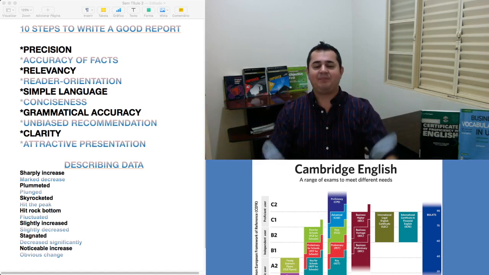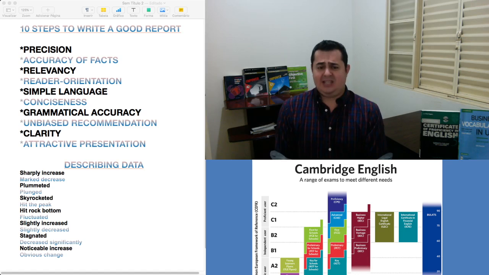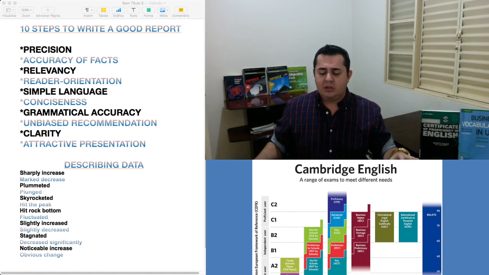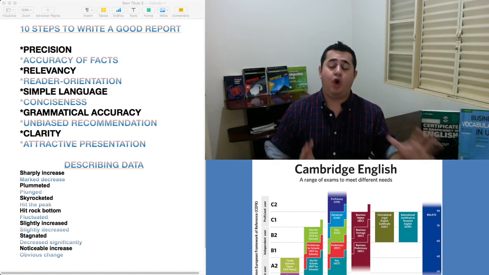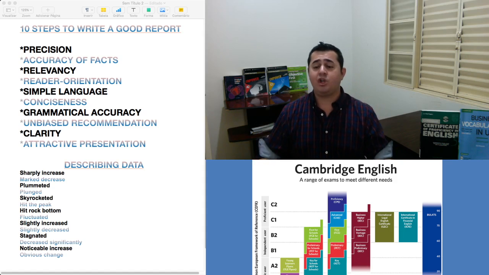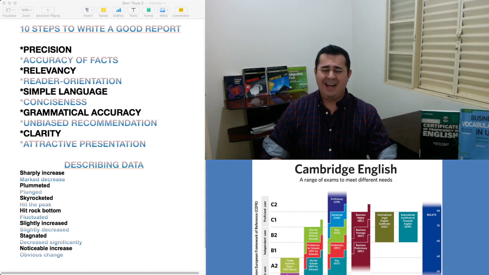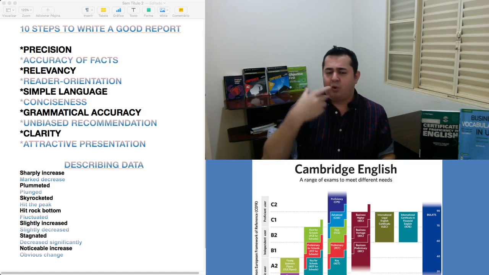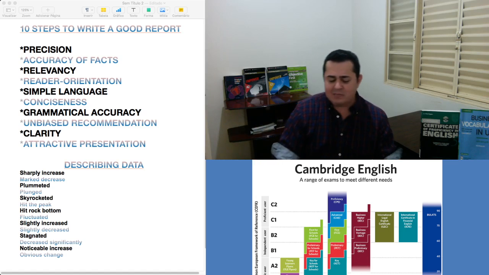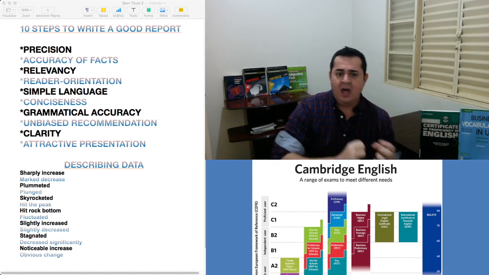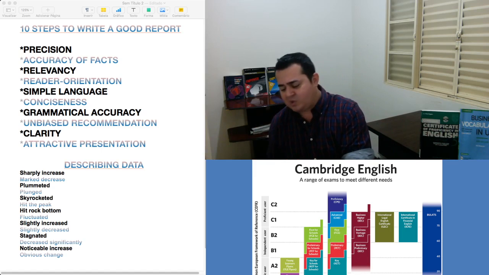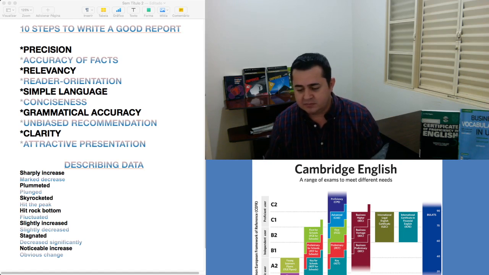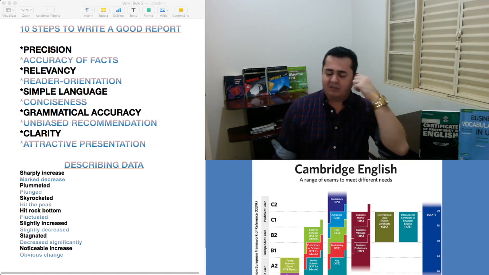Number 6, conciseness. So, again, a good report is never very, very long. Like, a great report should be concise. It means that a good business report is one that transmits maximum information using the minimum words possible. But that doesn't mean that it can never be long. Let me see if I can make myself clear.